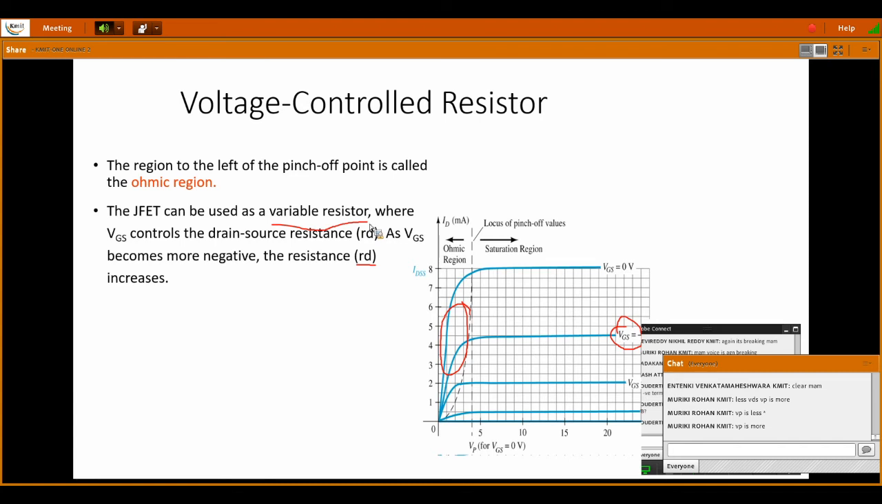You just simply need to write that in the ohmic region, FET can be used as a voltage variable resistor because the drain resistance will be varied with respect to gate to source voltage. That's all. Drain resistance is nothing but voltage VDS by ID. See here, you can see the VGS controls the drain to source resistance. As VGS becomes more and more negative, the resistance increases. Hence, FET can be used as a voltage controlled resistor.